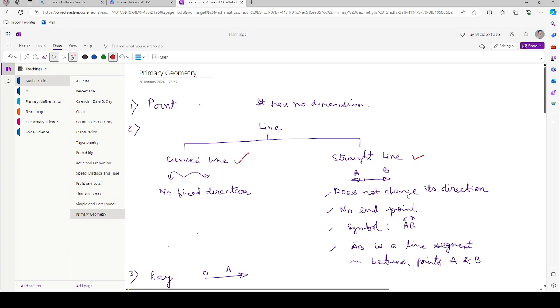Its symbol may be written like that, AB, and if on the line there are 2 points A and B, then in between A and B, the part of this line is known as line segment, that is AB bar.